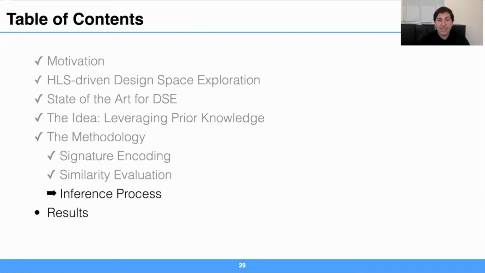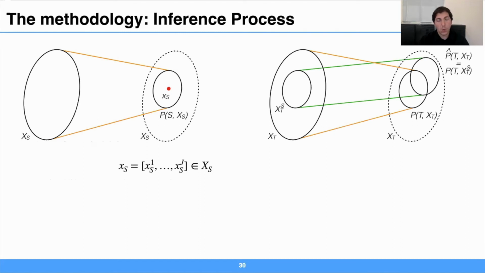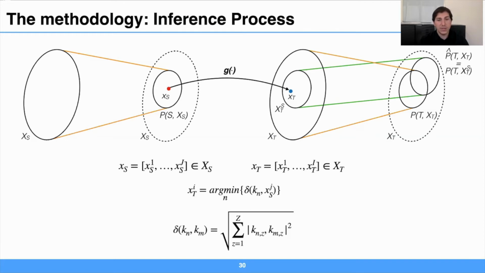Now, let's look at the inference process. Once we have identified the proper source and we have retrieved the set of Pareto optimal configurations for that source, we have to map them into a target space. And how can we do that? Well, we do that in a similar way as we calculate the distance among the different knob values. That means that we map the closest element of the source configuration into a valid element in the associated directive set for the target knob.